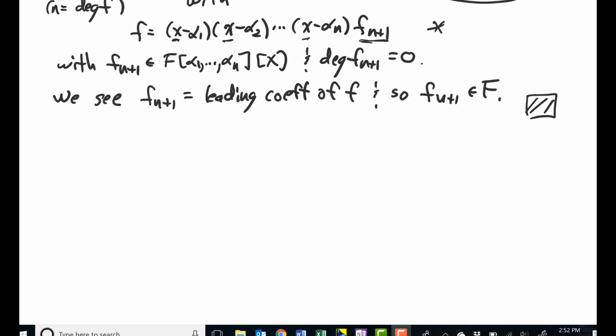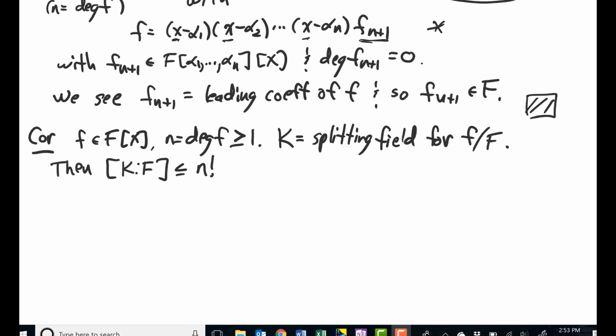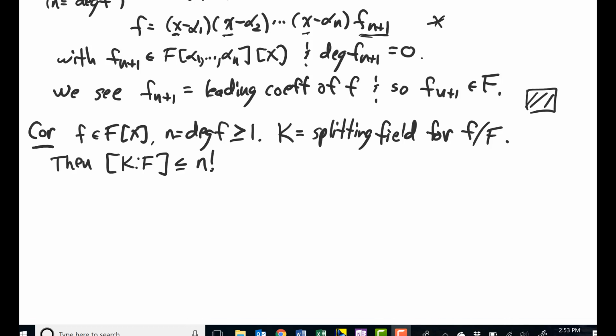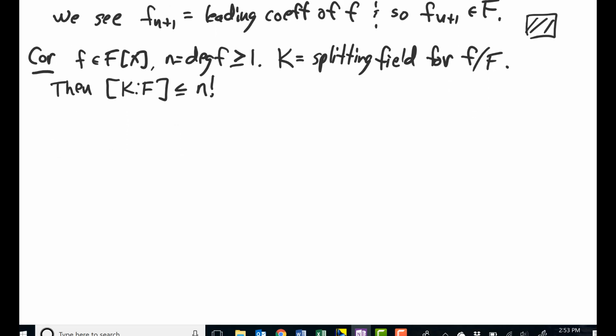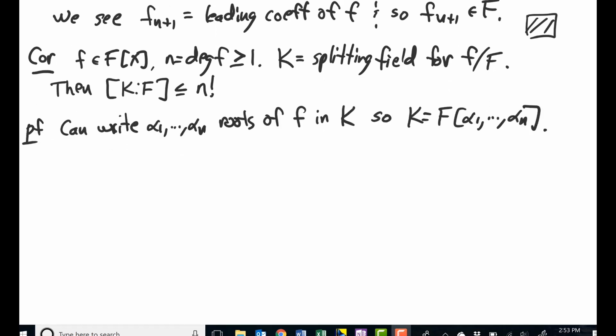All right, we get a corollary out of this proof, so let me write it down. Okay, here's the statement. If you start with a polynomial f in F of x, degree at least 1, and K is a splitting field for f over F, then the degree of K over F will be less than or equal to n factorial. So the proof goes like this. Using the definition of a splitting field, we have all the roots of f, alpha 1 to alpha n, in K, and K is just F attach alpha 1 to alpha n.